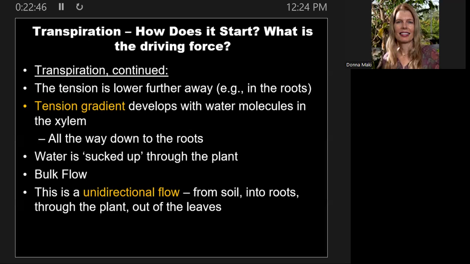And if we had pure water moving through the plant body, it would be really nice tension gradients. Everything would go along quite well. Is water that's found in the soil pure? Pure water? No. So now we've got a conundrum.